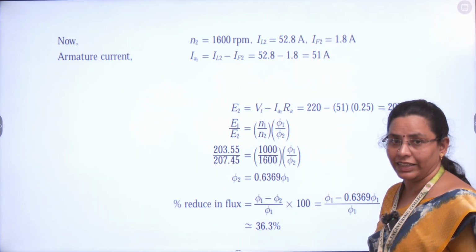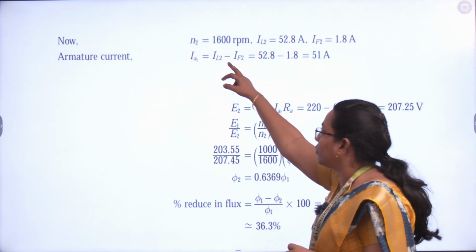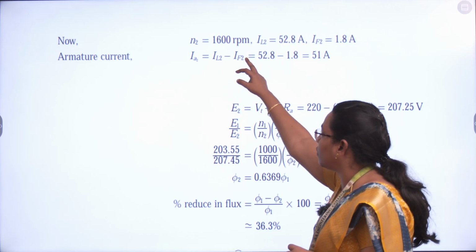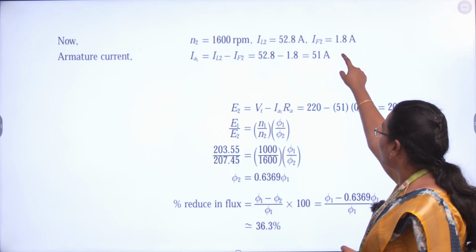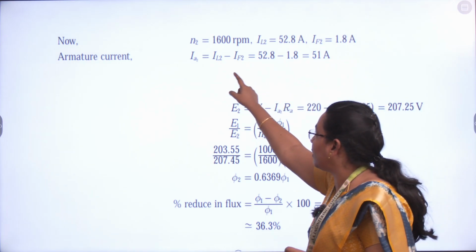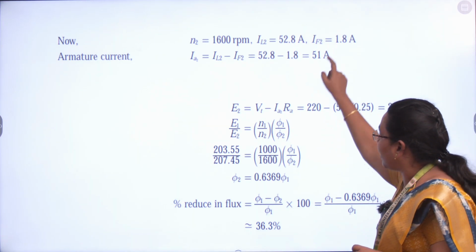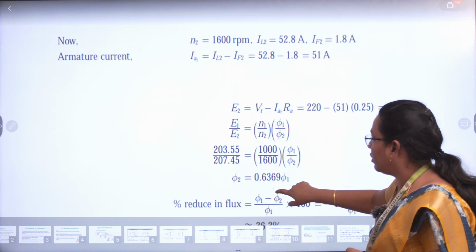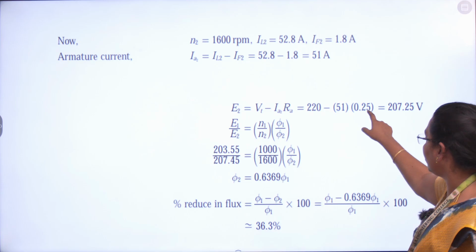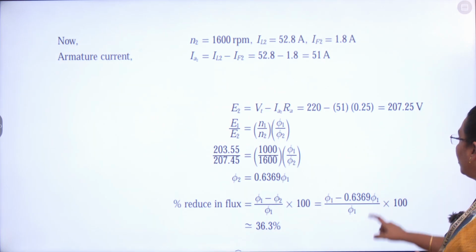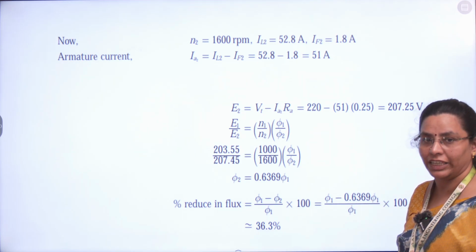Now the second category, for a different speed, that is for 1600 rpm. We take that as the N2 value. N2 is equal to 1600 rpm. What is the line current 2 value? 52.8, and the field current 1.8. And what is the armature current? IL minus IF, we are getting 51 amps. For this 51 amps, what is the back EMF value? So E2 equals Vt minus Ia2Ra, 220 minus 51 into 0.25, equal to 202.25 volts.